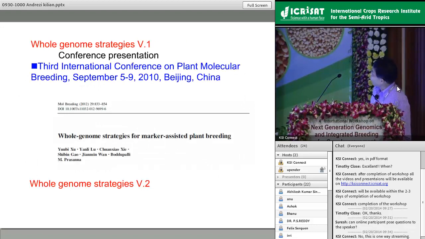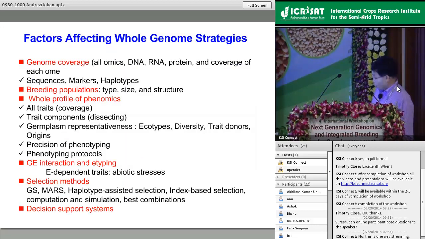So I first presented the strategy at an International Conference in 2010, and then we developed a manuscript called Whole Genome Strategy, published in Molecular Breeding with my manager, Dr. Prasanna. So today, I'm going to share with you our update about the Whole Genome Strategy, which we call the second edition. Basically, I'm going to cover the factors affecting the whole genome strategy.